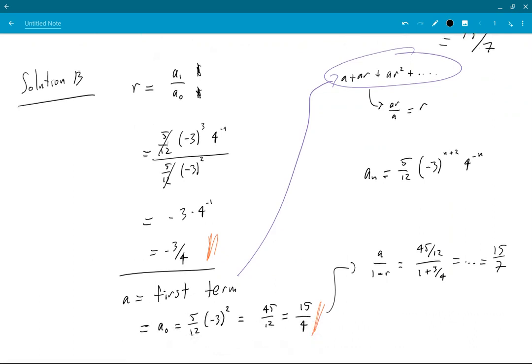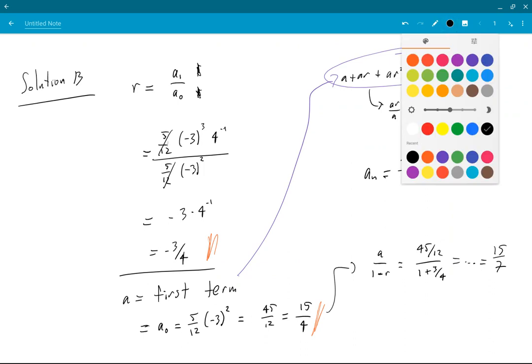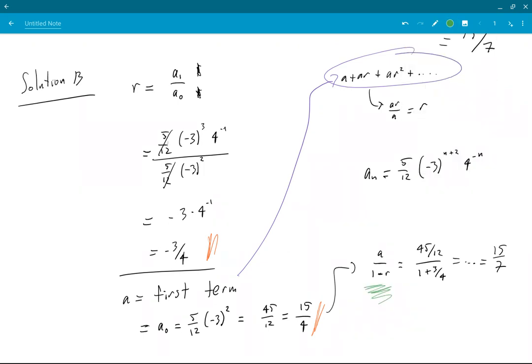Okay, I want to emphasize solution B is when you are sure that you have a geometric series. Okay, this formula we're using, which I'm underlining in green right now, works for a geometric series. It doesn't work for any old series. It works for a convergent geometric series. Okay, so if I think I have a geometric series, then I can use solution B. Or I use the method of solution B, rather.